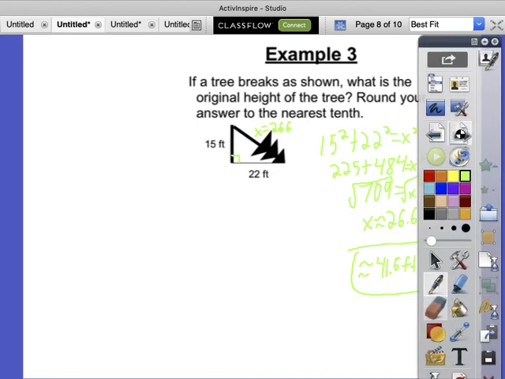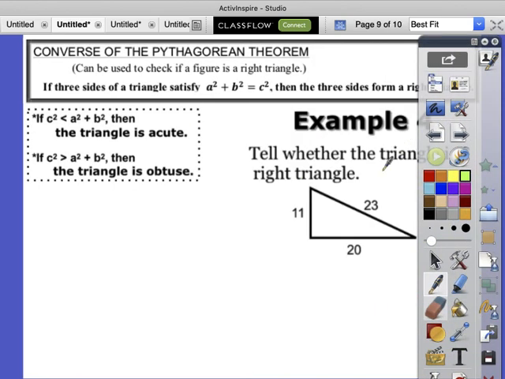So, we also have the converse of the Pythagorean theorem because we love converses, okay? We can use this to check to see if it's a right triangle. Just like we used this on the Pythagorean triple a moment ago, we can ask the question: does a squared plus b squared equal c squared? If it does, it's a right triangle. If it doesn't, it's not a right triangle.